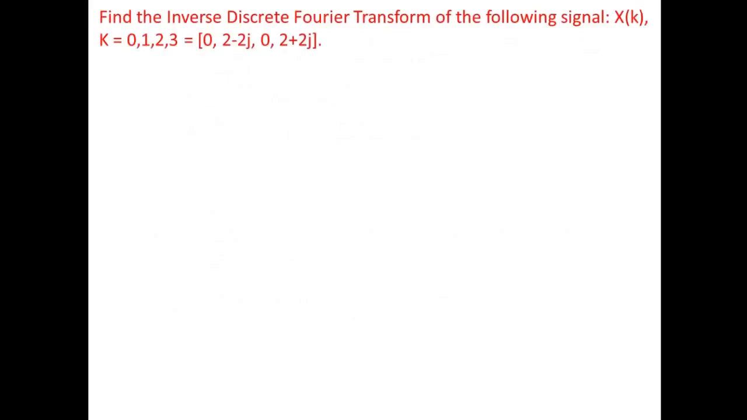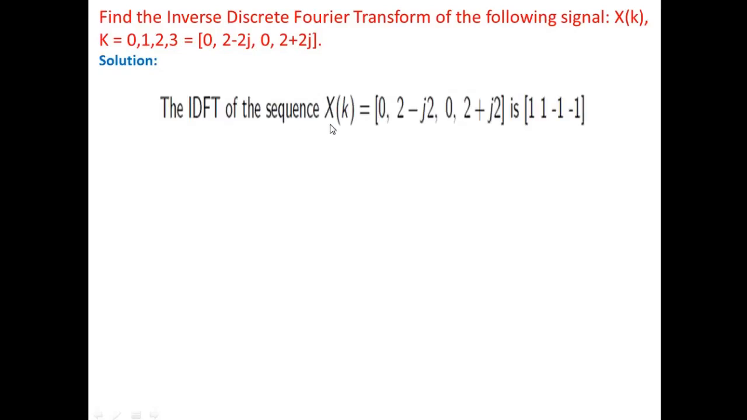Here is another problem, which also has a length of 4. They have given the k values as 0 to 3, so N is 4. By making use of the same inverse formula x of n, you can get the values of x of n. You may get the IDFT of this given sequence as 1, 1, minus 1, minus 1. So this is the homework problem. You can solve it on your own and try to get this answer.